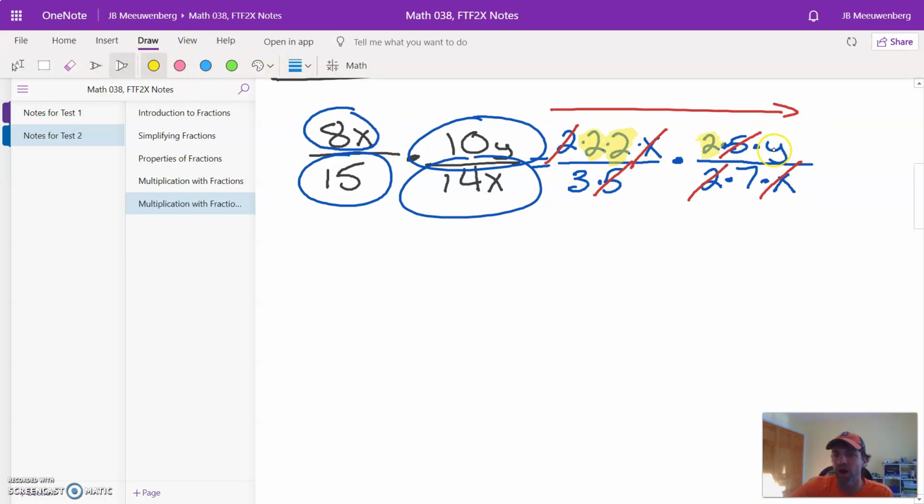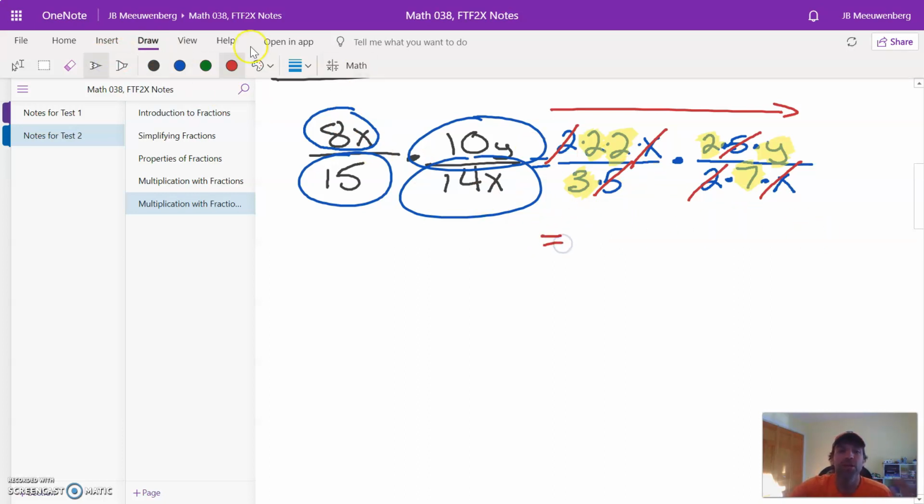And this y has to stay. And if I've done everything properly across the top, then I shouldn't have anything left over on the bottom that can cancel. But I'm going to double check. There are no 3's on top, and there are no 7's on top. I'm also double checking to make sure that they were prime numbers and that they didn't have any factors that I missed. Looks like I got them all.